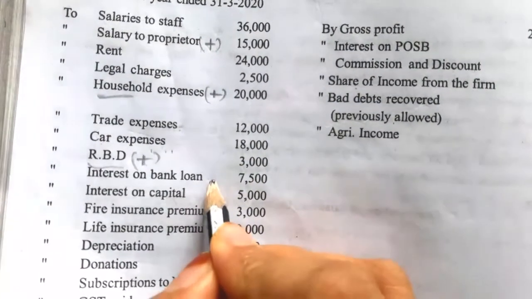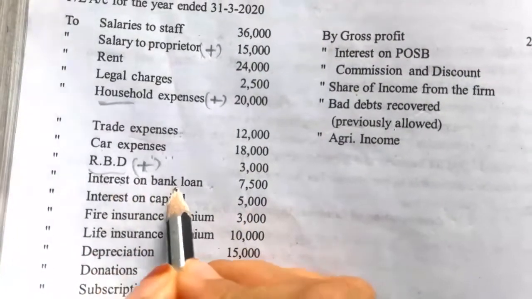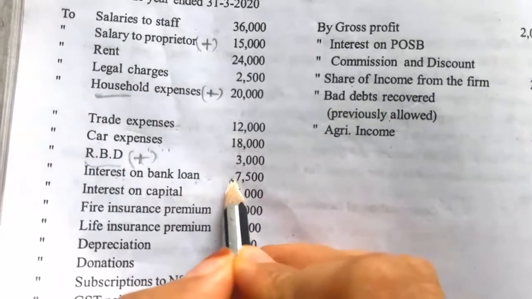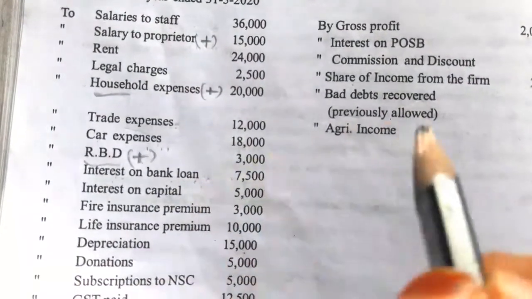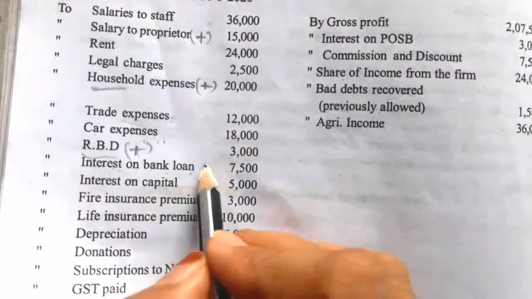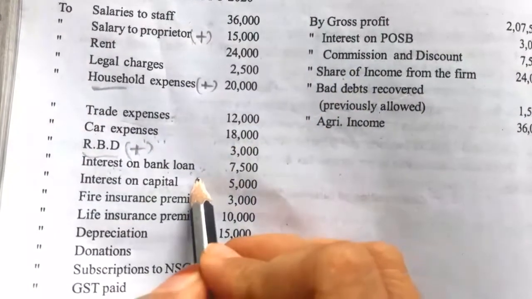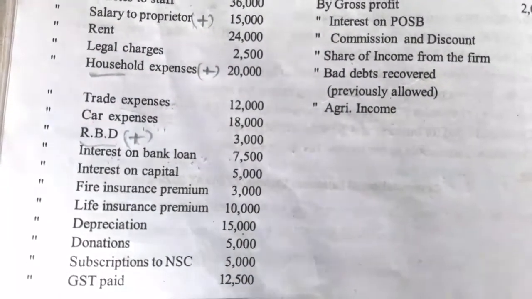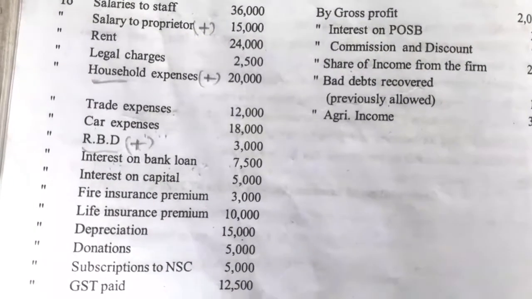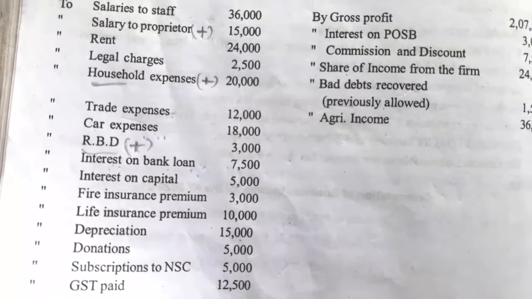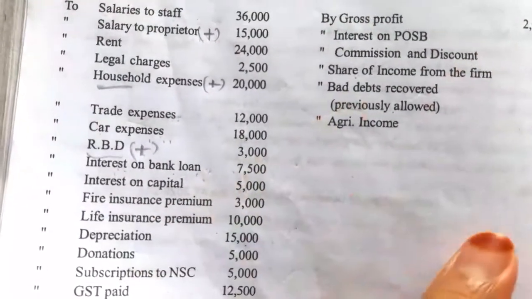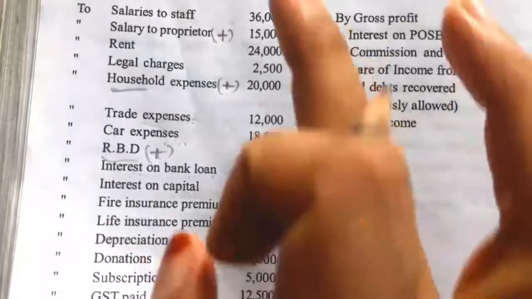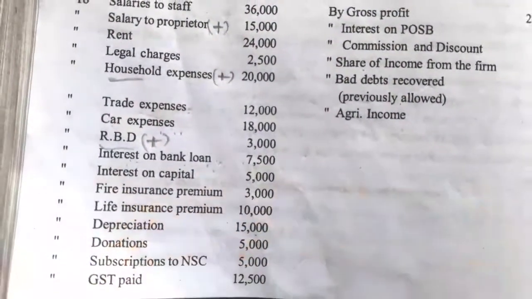If the loan is taken for personal use, then the interest paid on that loan will be disallowed. If the loan is taken for business purpose, then the interest paid on that loan will be allowed. If there is no information about whether this loan is taken for business purpose or personal purpose, then we can assume the loan is taken for business purpose and the interest paid will be allowed for the business. So if there is no information, then we have to take it as allowed. When it is allowed, we have to ignore it. If it is disallowed, then only we have to put a plus sign, meaning add to net profit.